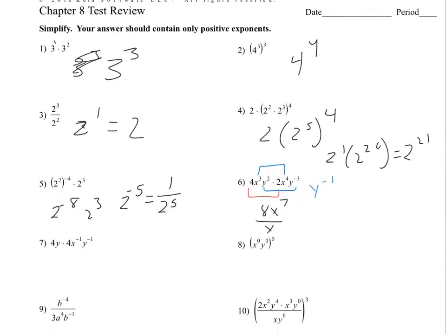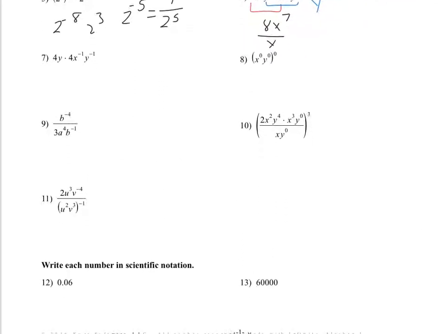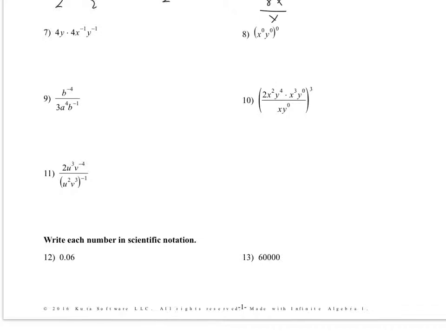Okay, let's move down here a little bit further. All right, number 7. Okay, 4 times 4, that's 16. X to the negative first, don't have anything that combines with that, so I'm going to send that to the bottom. And I have y and y to the negative first. Well, that's y to the 0, which is 1, so it just cancels. So there I go for number 7. Number 8, hey, everything's to the 0 power. Anything to the 0 power is 1, doesn't matter how many of those I've got.